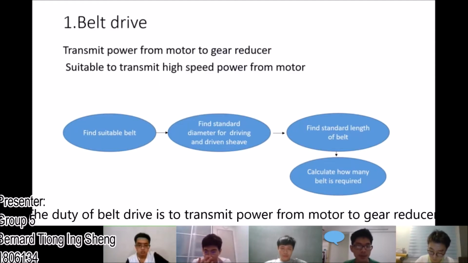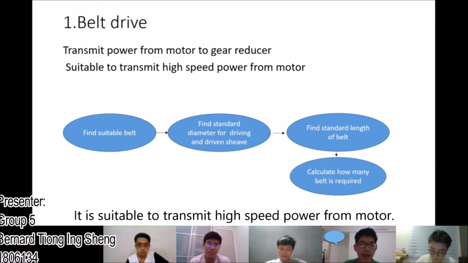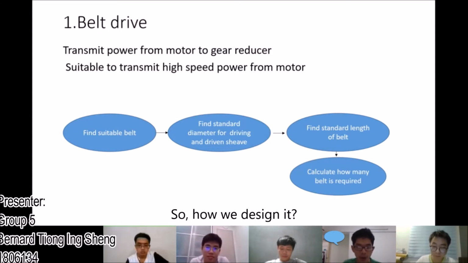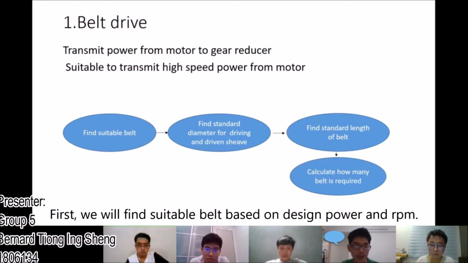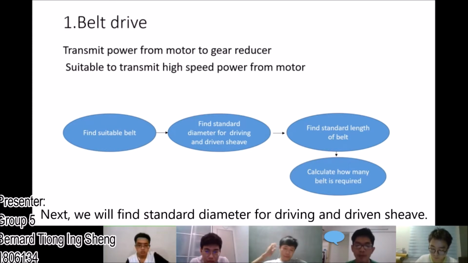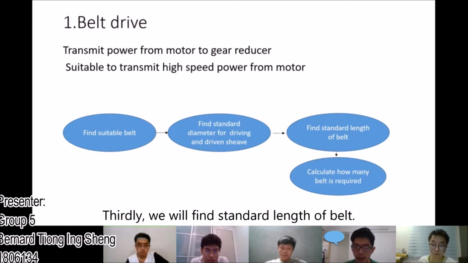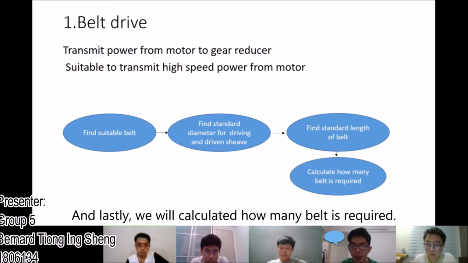The duty of the belt drive is to transmit power from motor to gear reducer. It is suitable to transmit high-speed power from motor. So how do we design? First, we find a suitable belt based on design power and RPM. Next, we will find standard diameter for driving and driven shaft. Third, we will find standard length of belt, and lastly, we will calculate how many belts are required.